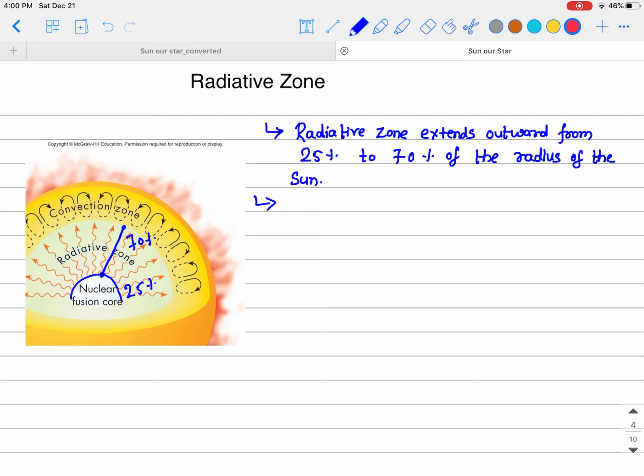If you look at the temperature, the temperature at this point is 8 million Kelvin, and at this point the temperature is 2 million Kelvin. So the temperature has a huge difference over the radiative zone. It goes from 8 million to 2 million Kelvin.